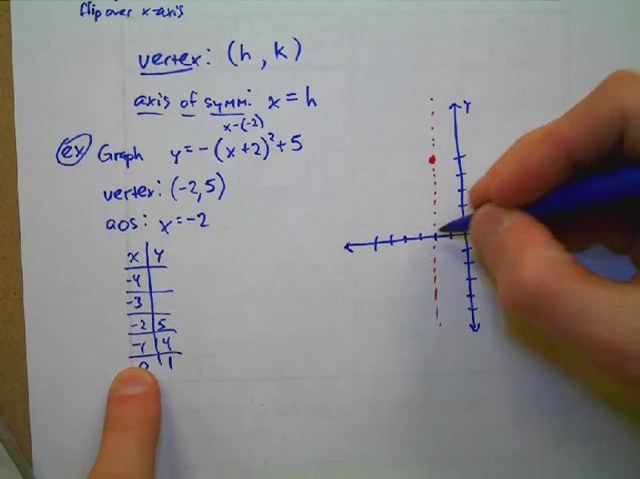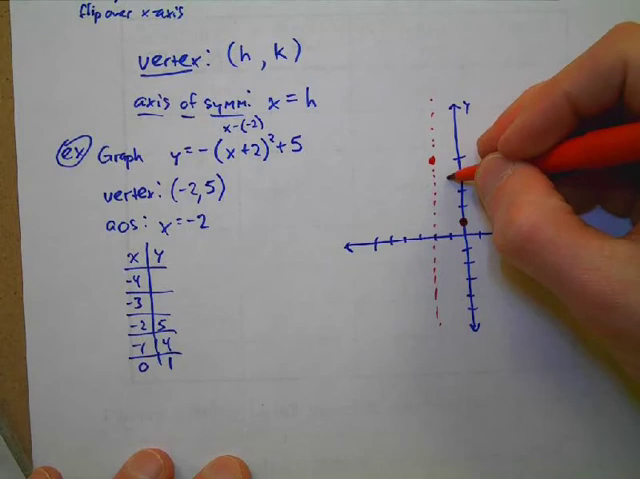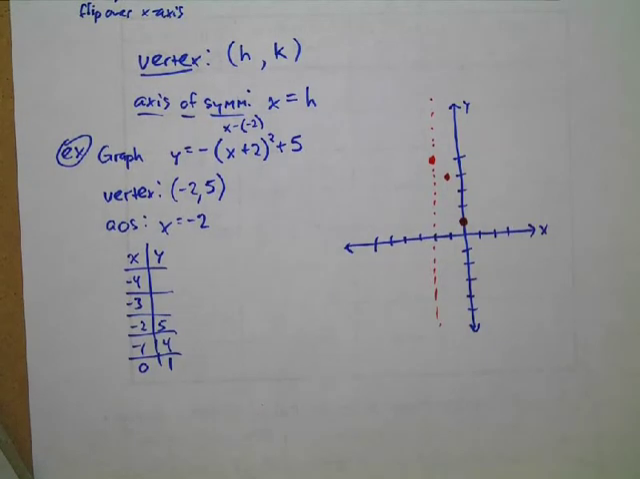Let's go ahead and do negative 1. Negative 1 plus 2 is 1. Squared is 1. Negative 1 plus 5 is 4. So negative 1 and then 4. Oops, right there. Okay. Now, because of that axis of symmetry, we can use that to help us here.